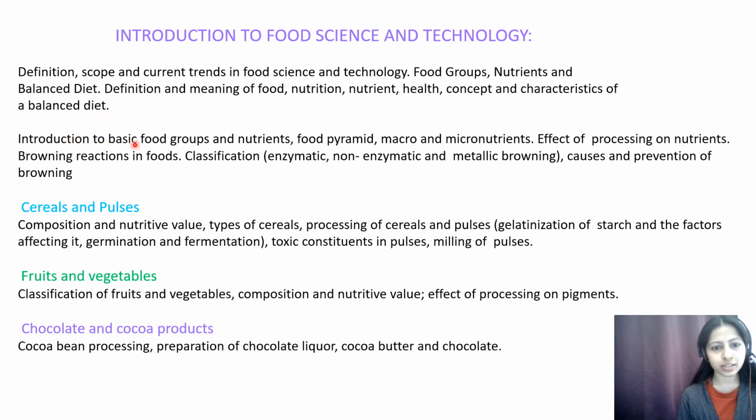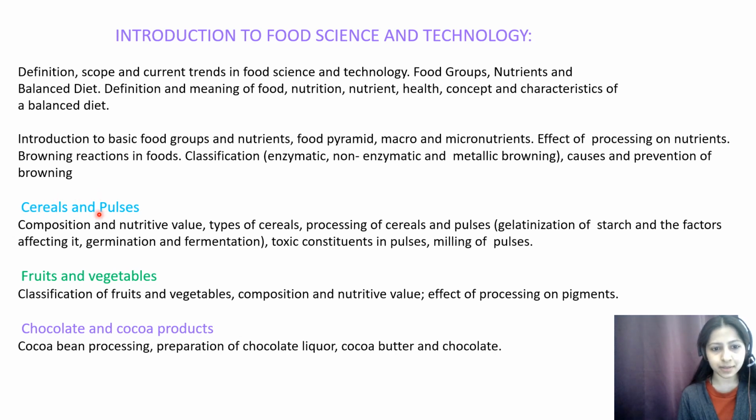Secondly, you have to go through the introductions of basic food groups. Over here is browning, its classification of enzymatic, non-enzymatic, metallic browning, causes, preventions, advantages, disadvantages. Try that you cover this part thoroughly because questions come from here. This part is important, the browning part.